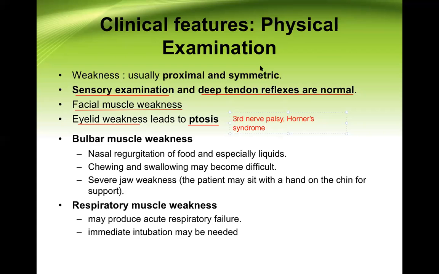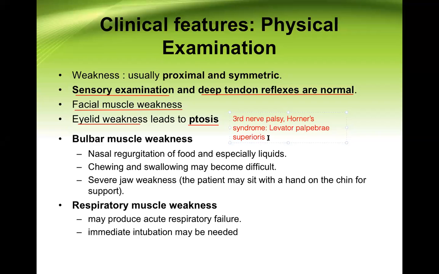Now, which muscle is affected in ptosis? Name that muscle. What is the name of that muscle? Levator superioris. Very good. Levator palpebrae superioris. This is the muscle. Levator palpebrae superioris is the muscle which is affected in case of ptosis.